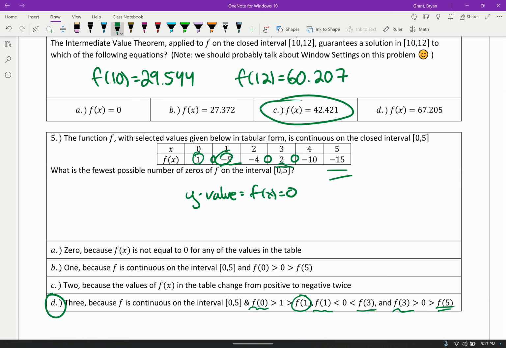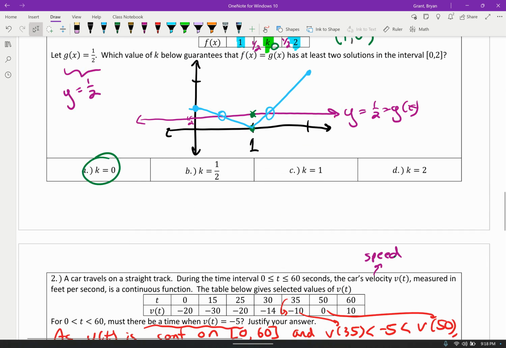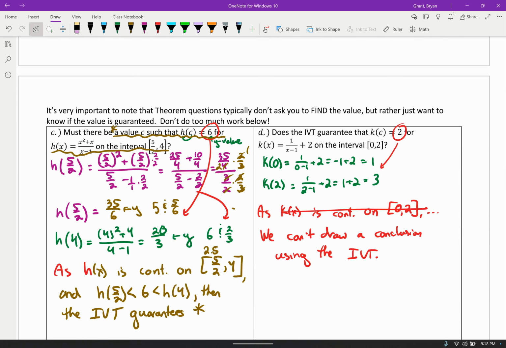So thank you for tuning in on the IVT, which is actually an easier theorem than you give it credit for. Just is the number between the two endpoints, is the function continuous? But it also lets us explore a whole bunch of nice graphing calculator applications and helps you focus on writing some conclusions. So good luck. We have one lesson left, and then it's time for our first test.